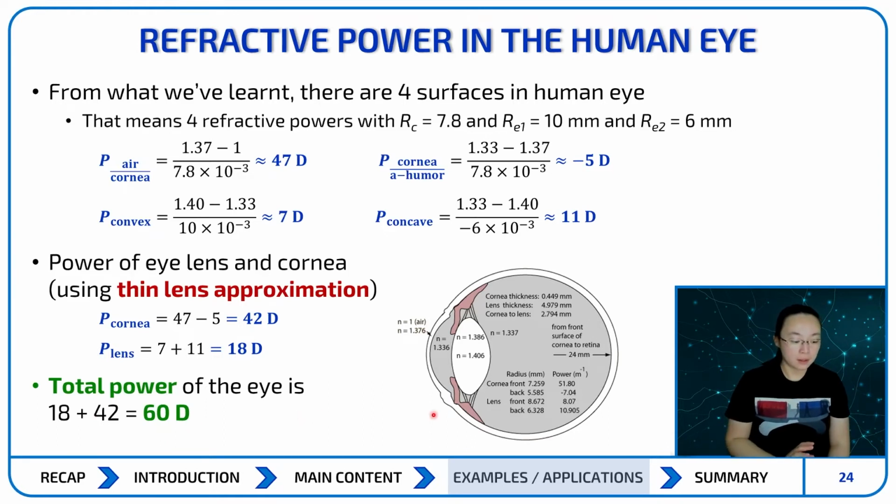So if I have the total power of the eye, and I already have a number for this as 60 diopters, it probably is a good idea if we can simplify the 4 different refractive powers into just one simple model. Instead of the human eye having 4 surfaces, what if we just assume the human eye had one lens with a total power of 60 diopters?